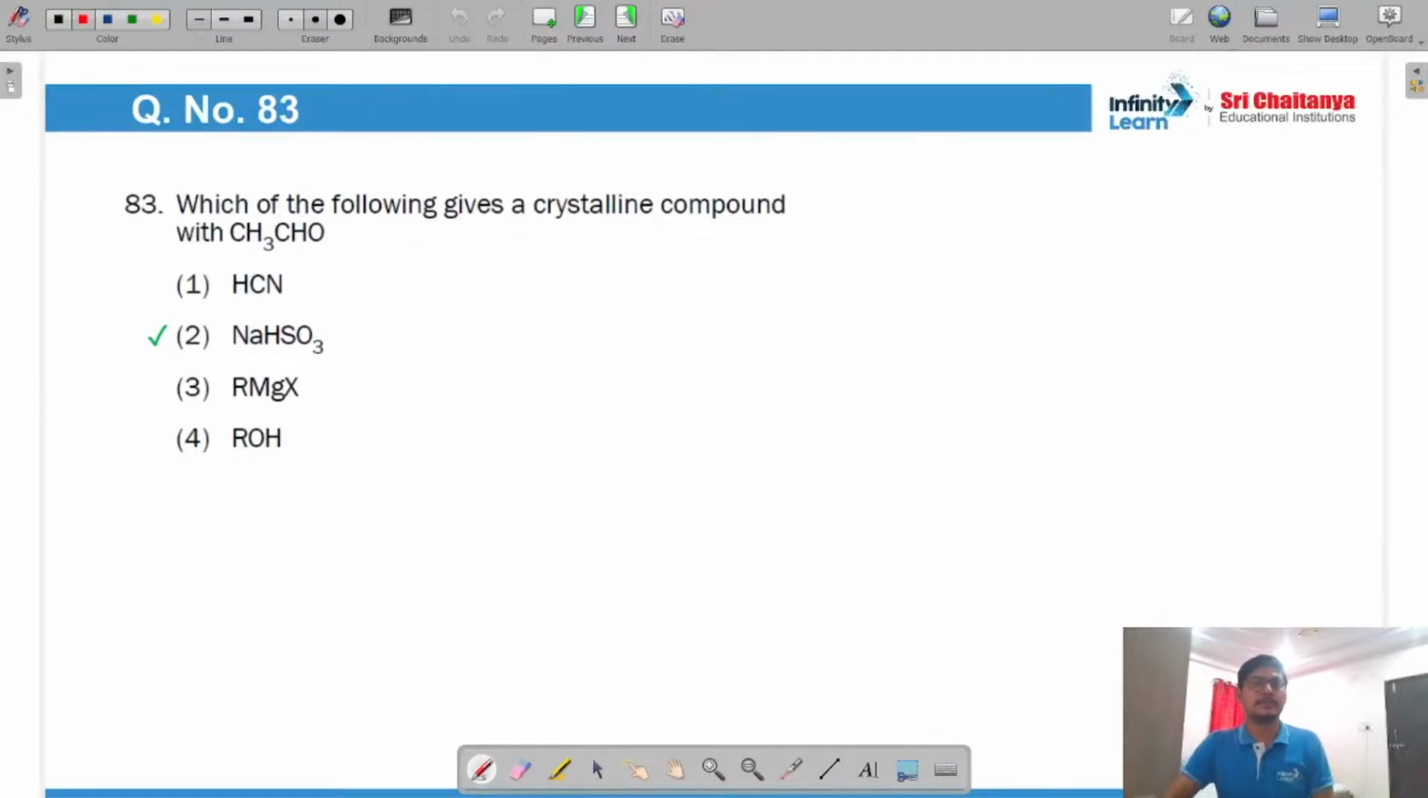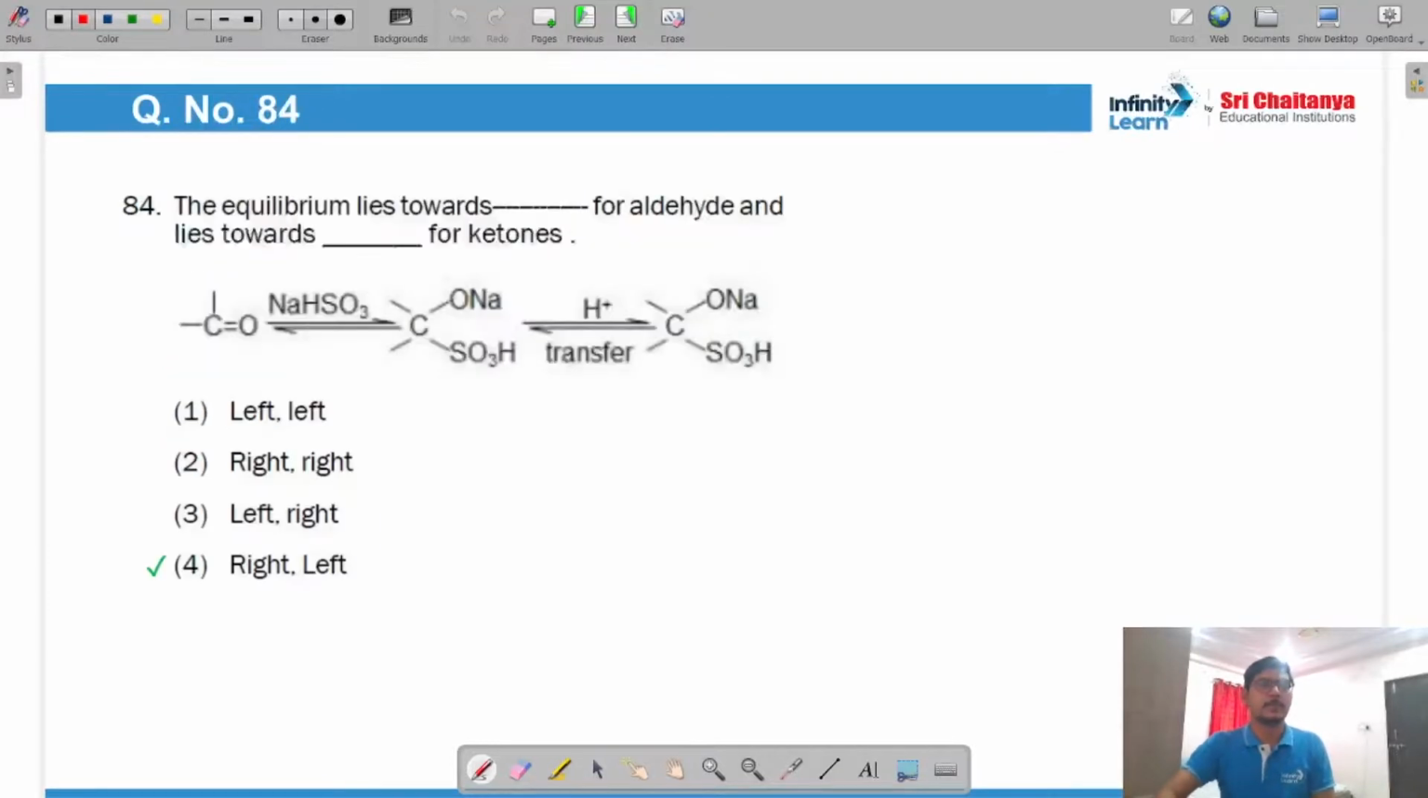Which of the following is a crystalline compound with CH3CHO? Bisulfite addition products are crystalline solids. So this would be the correct answer. The equilibrium lies towards the right, because the reaction of aldehydes is favorable with bisulfite but not for ketones because of steric hindrance. So this is the correct answer.